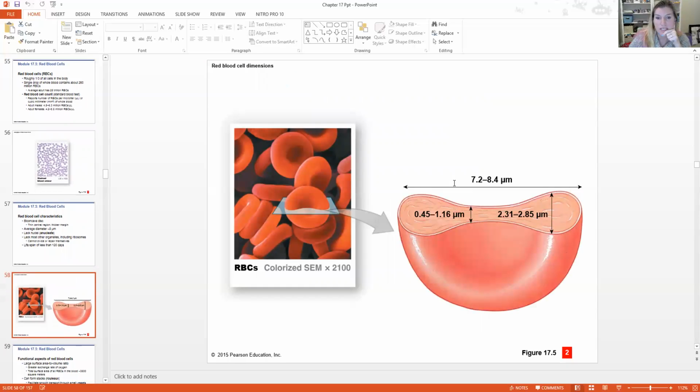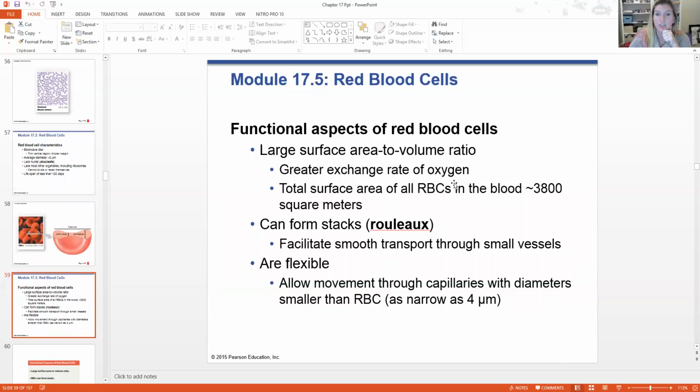So there you see the overall dimensions. You don't have to know numbers. We'll move on. Some functional aspects. So in other words, why are they biconcave, right? This is for 2 reasons. It helps increase the surface area.